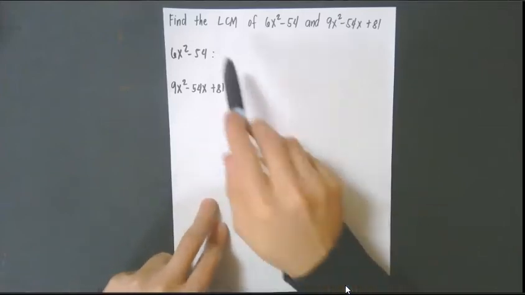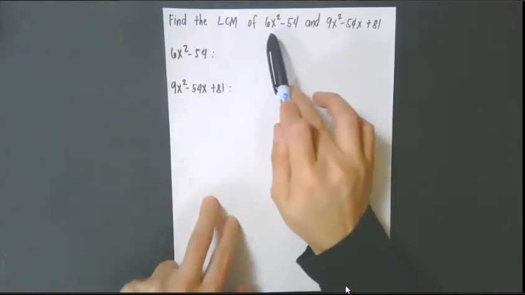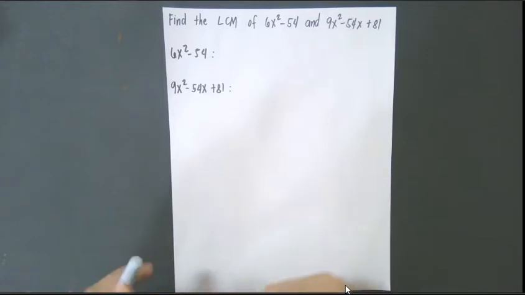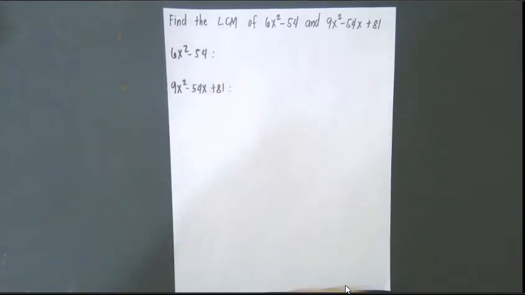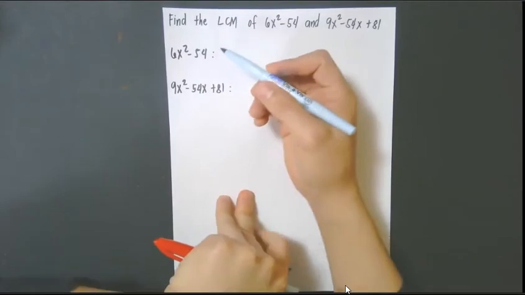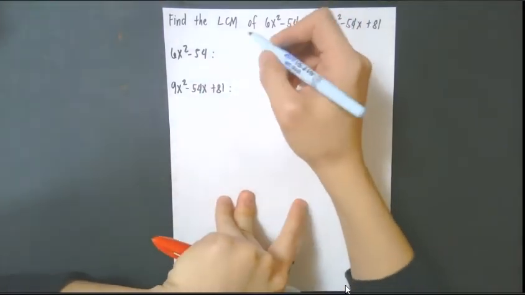The next problem is to find the LCM of these two expressions here. So the first thing we'll do is to express these two expressions as the product of their prime factors. So let's start with 6x squared minus 54.